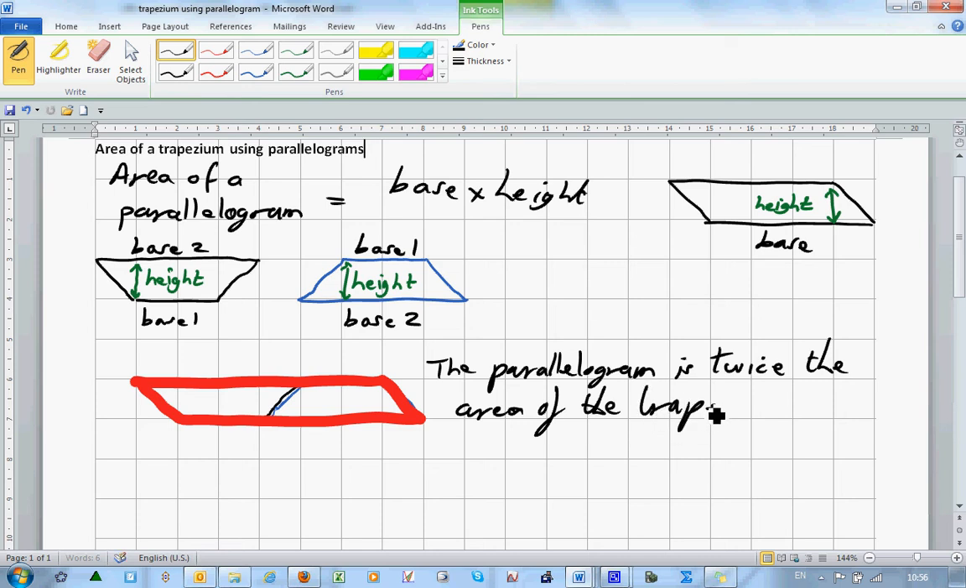So what we've done, we've actually made it too big. So what do you think we need to do to put it right again? Correct. So when we get the answer, we're going to have to divide it into two.